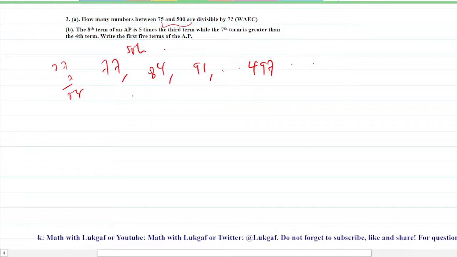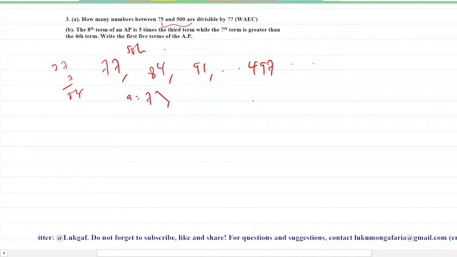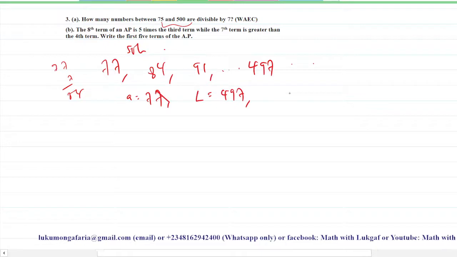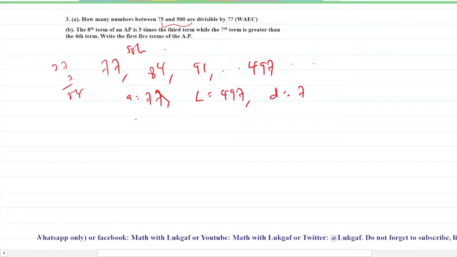So it means from here, I actually know A to be 77. You understand now? So also I know my last term, which is the nth term. You can say your last term is 497. And we know the common difference to be 7, because the difference between two consecutive terms is 7. Then from here you can actually find your what?